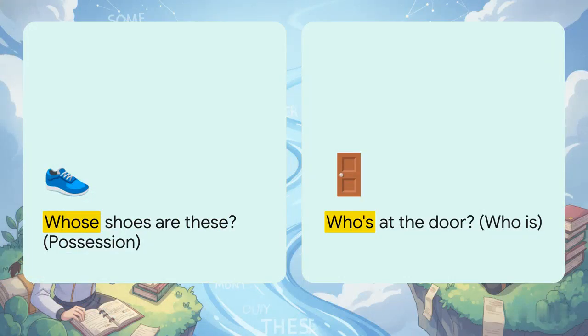Next up, we have interrogative determiners. These are used to ask questions about nouns, like what, which, and whose. But, and pay attention here, this is a mistake even native speakers make all the time in writing. We have "whose shoes are these," spelled W-H-O-S-E. That asks about possession. Then we have "who's at the door," spelled W-H-O-'-S.